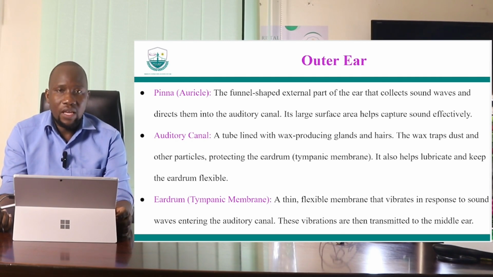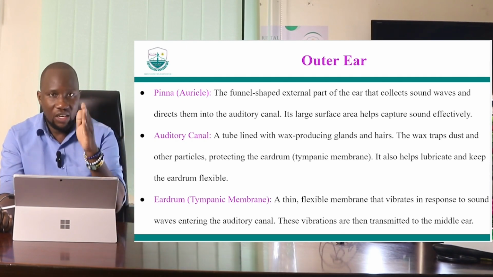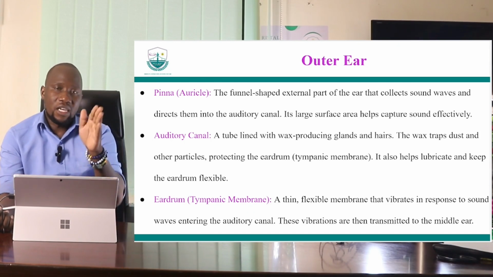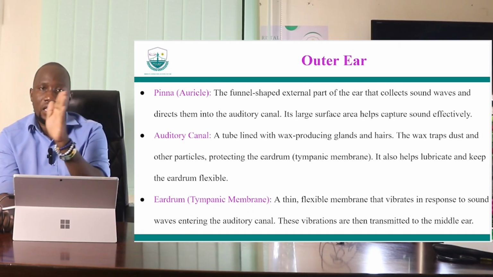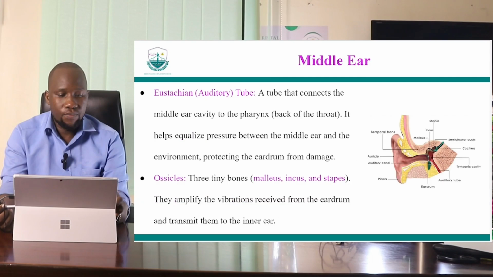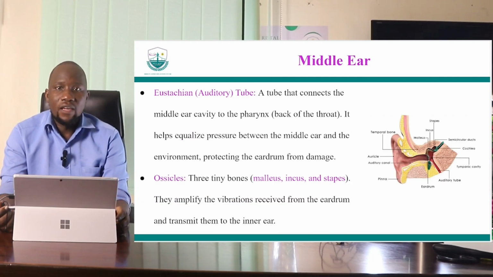And then the eardrum is just a membrane, okay, that divides the external ear and the middle ear, okay. It vibrates, and therefore it helps in transmission of the sound from the outer ear to the middle ear. And then we now move to the middle ear.